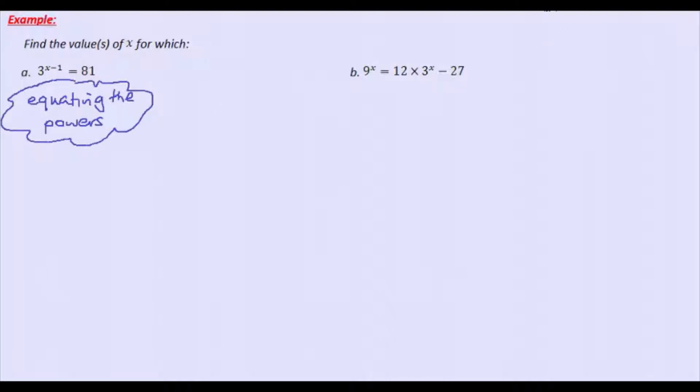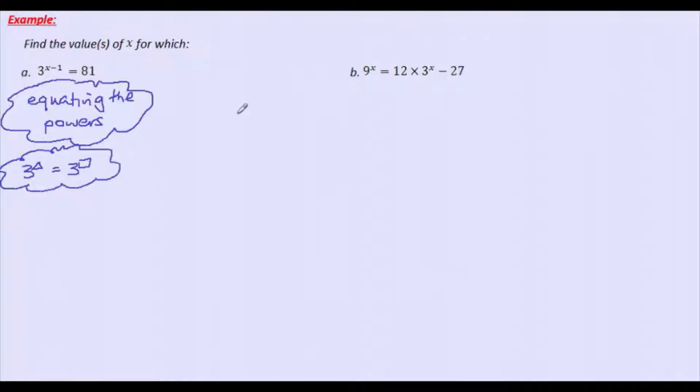So by equating the powers, our idea is that we want to get 3 to the power of something equaling 3 to the power of something. So what we're aiming for is something that looks like 3 to the power of something equals 3 to the power of something, and that's our goal.